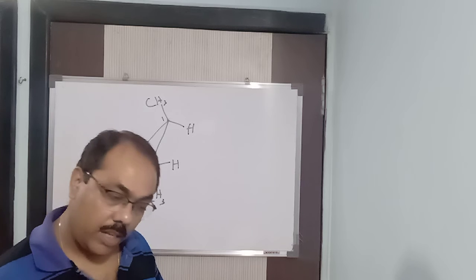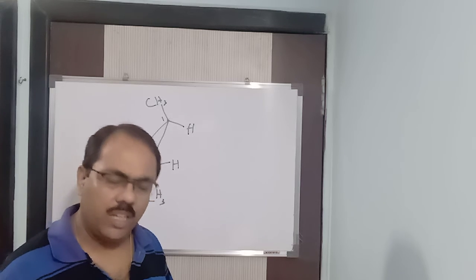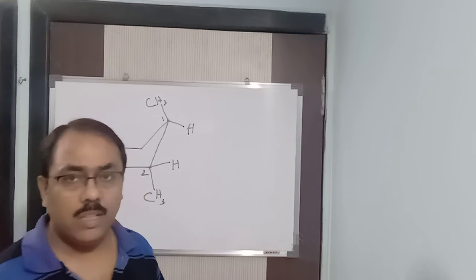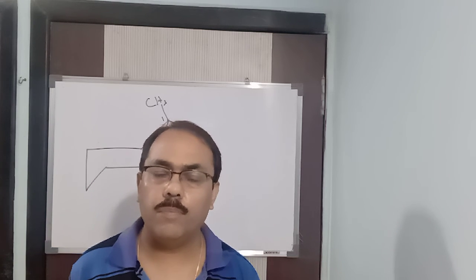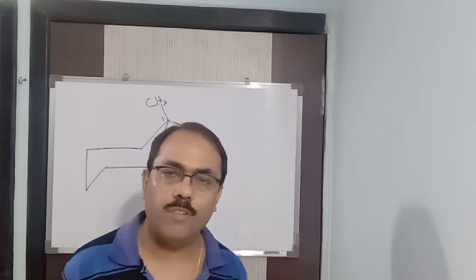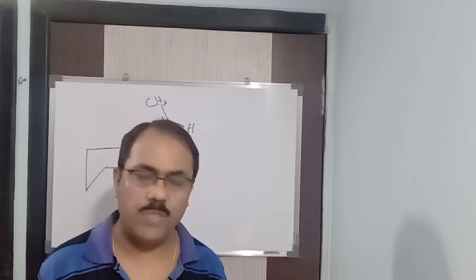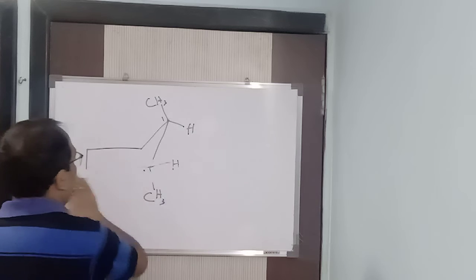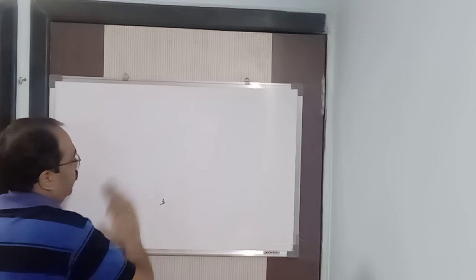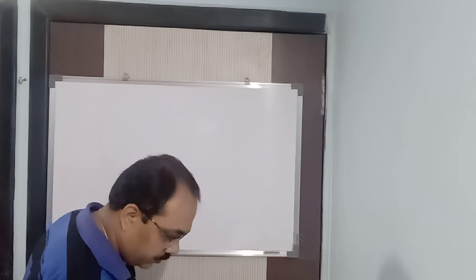Understood? Got it? Whether in an axial or equatorial position, where the bulky group is favorably placed, it is understood to be a preferred conformer. Preferred conformer means that particular conformation is considered to be a stable conformation, we can say that. Clear? Now let us see what happens in case of boat.